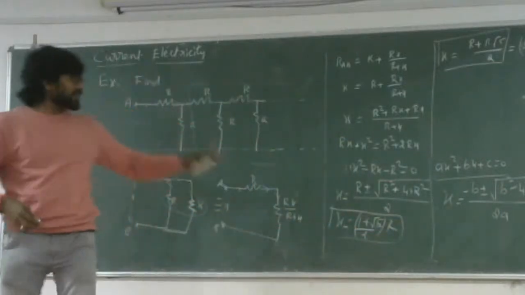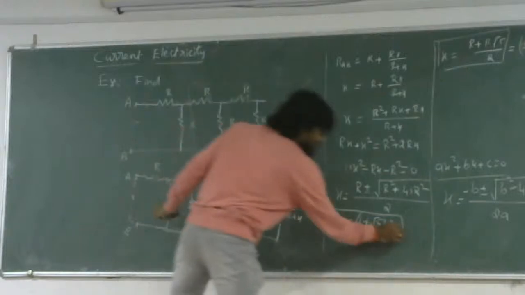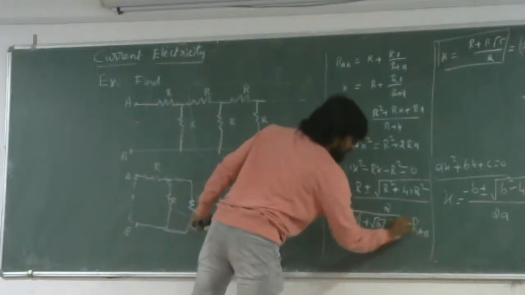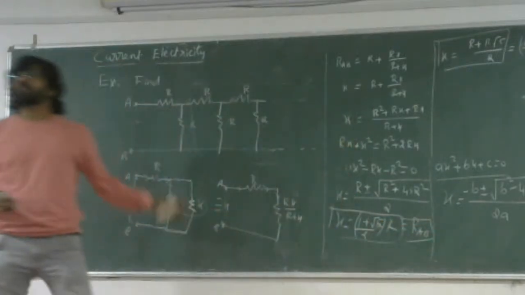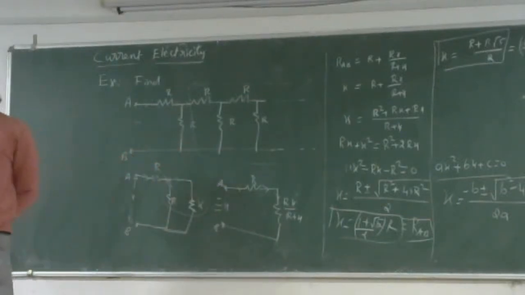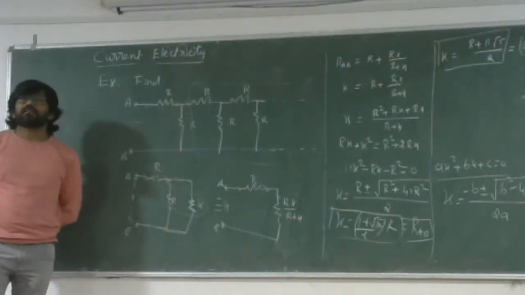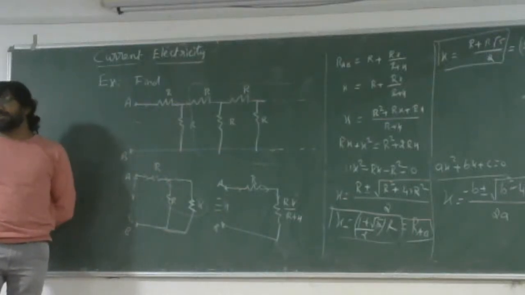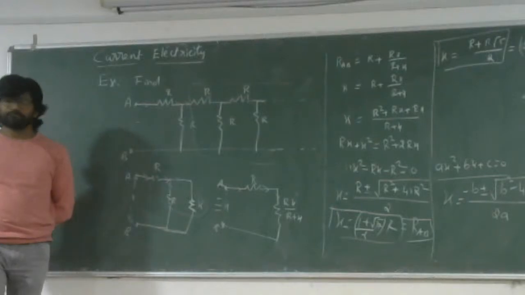That is nothing but the effective resistance between A and B. Is it clear, everyone? So this is how we have to deal with infinite ladder networks. Okay?